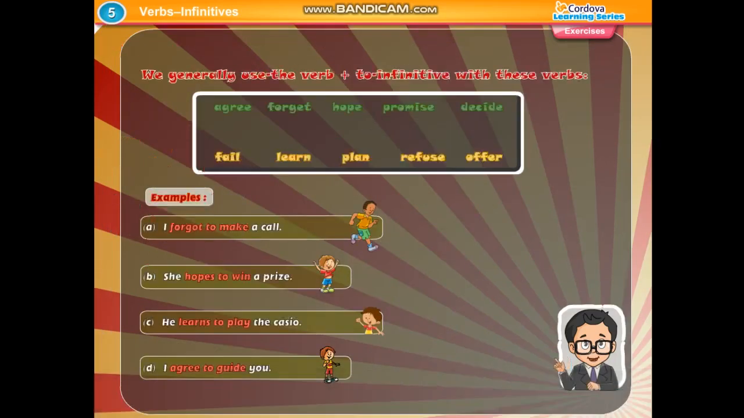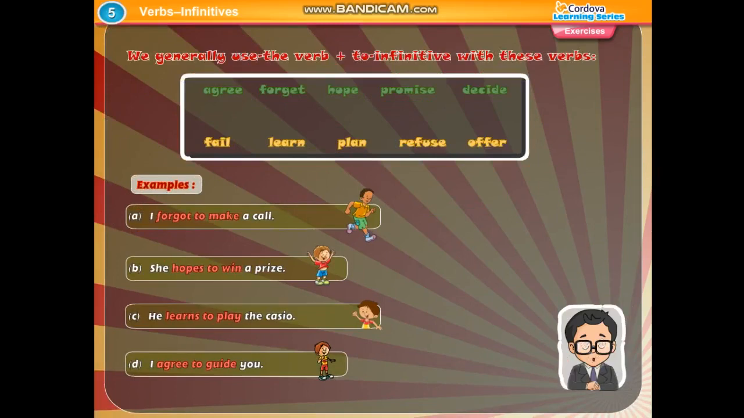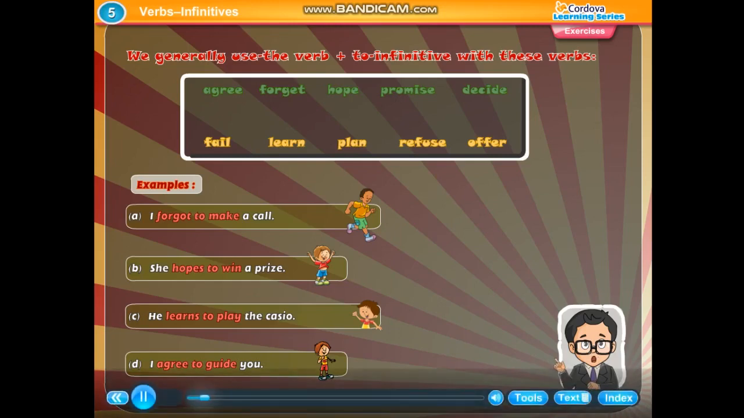We generally use the verb plus to infinitive with these verbs: agree, fail, forget, learn, hope, plan, promise, refuse, decide, offer. Examples. I forgot to make a call. He learns to play the Casio.